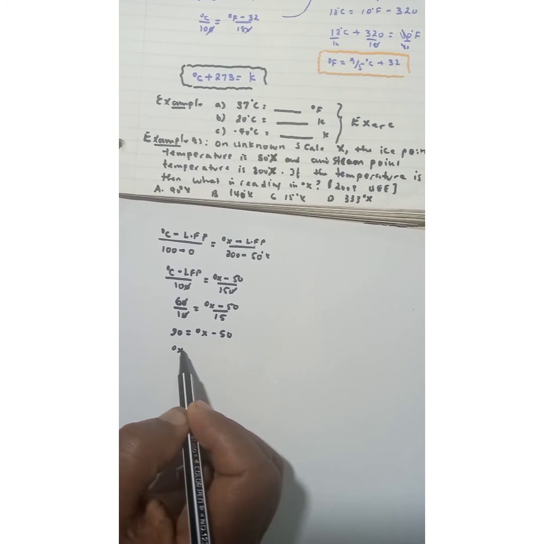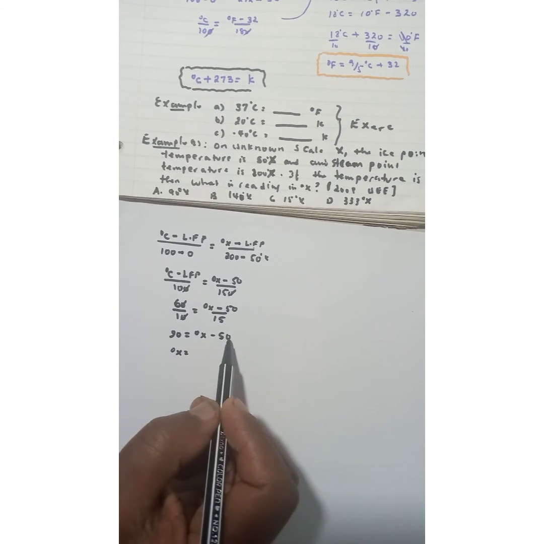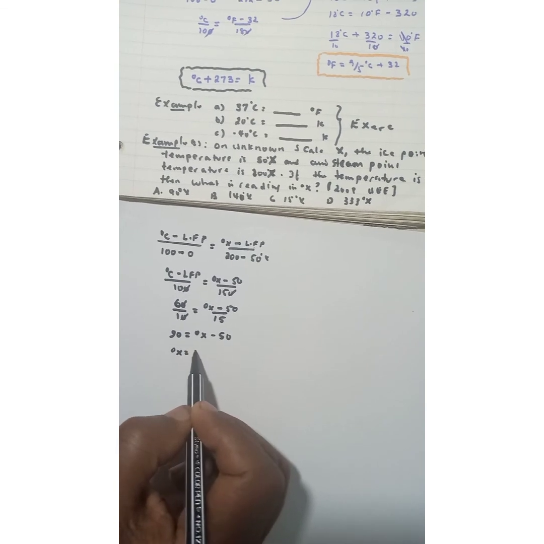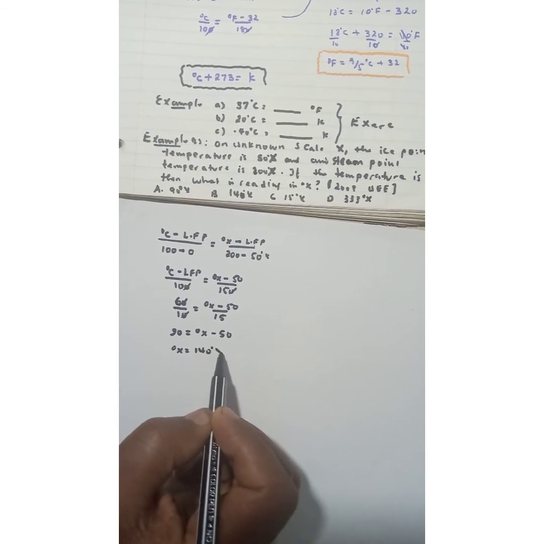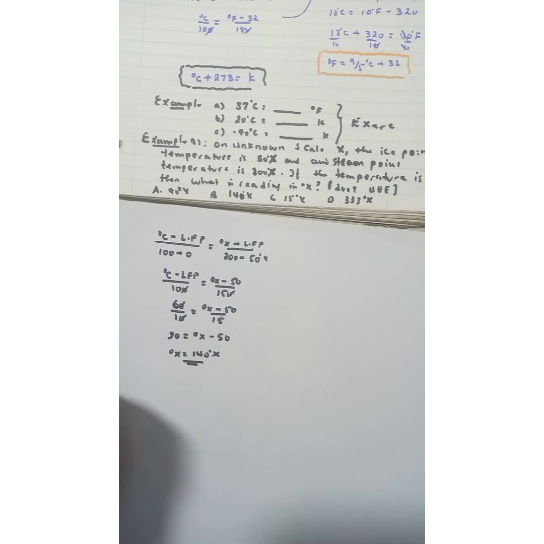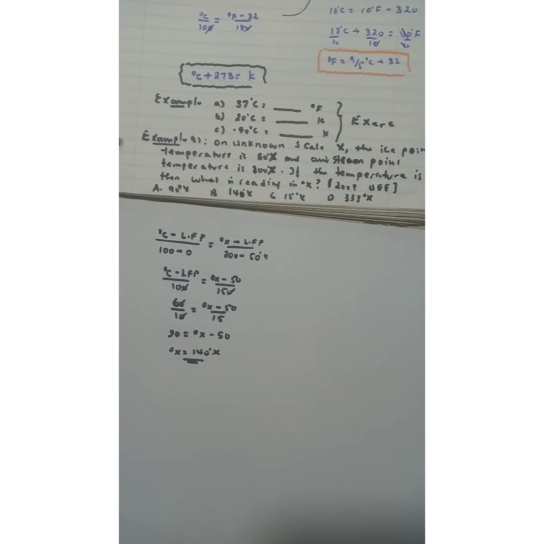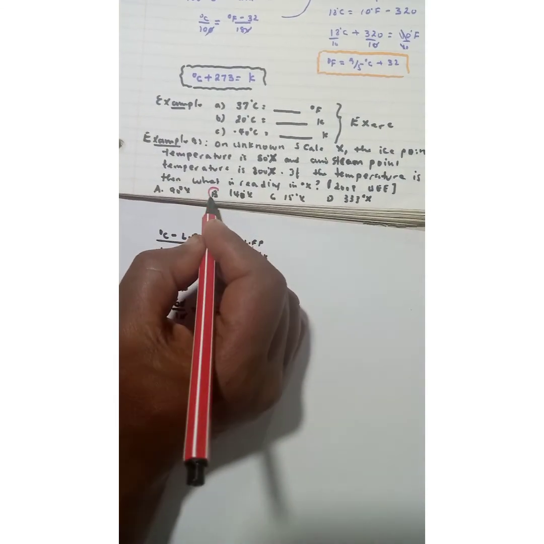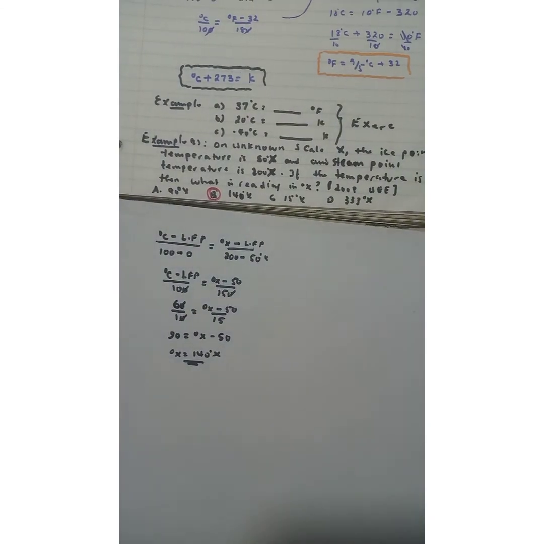Then reading in X equals 90 plus 50, because shifting to the left it becomes plus, then 140 degree X. Therefore, the corresponding value in X scale is 140. Then choice B is our answer.